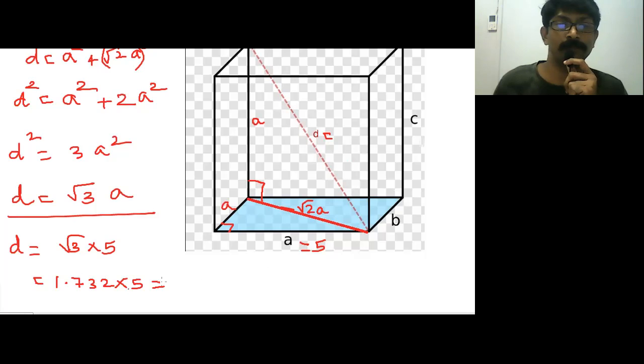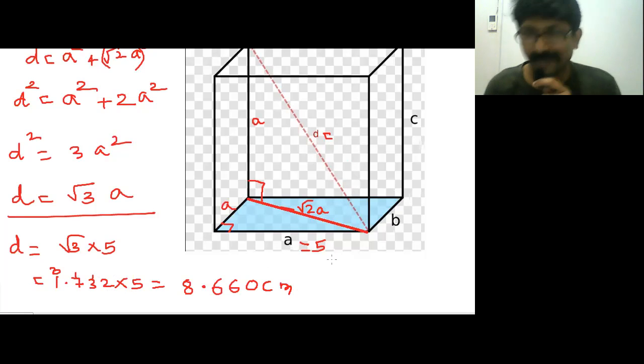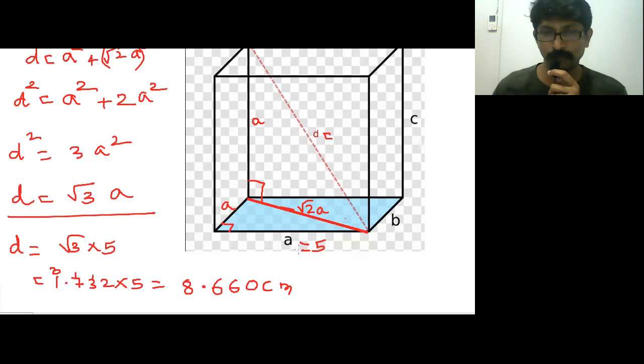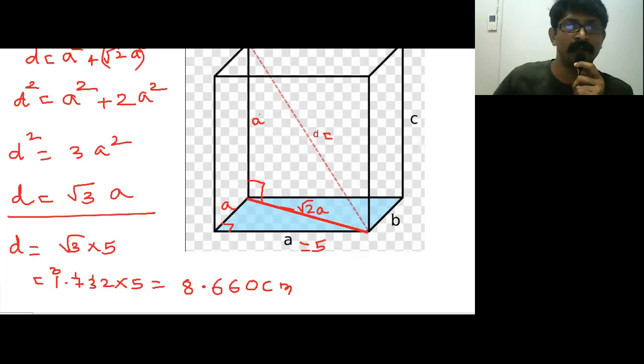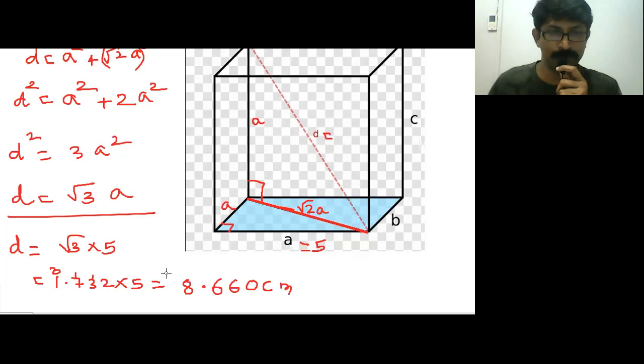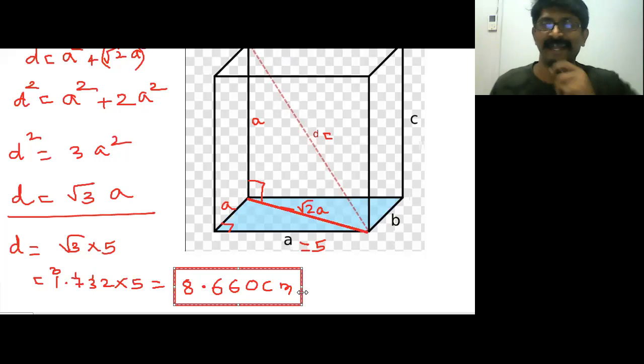Look at this: 5 2s are 10, so 1 carried; 5 3s are 15 plus 1 is 16, 1 carried; 5 7s are 35 plus 1 is 36, and then 3 carried; 5 1s are 5, 5 plus 3 is 8, and that's it. Isn't it simple to calculate the diagonal of the cube whose side is 5 centimeter? I hope, student, you understood everything systematically and nicely, and you've enjoyed learning also, isn't it?